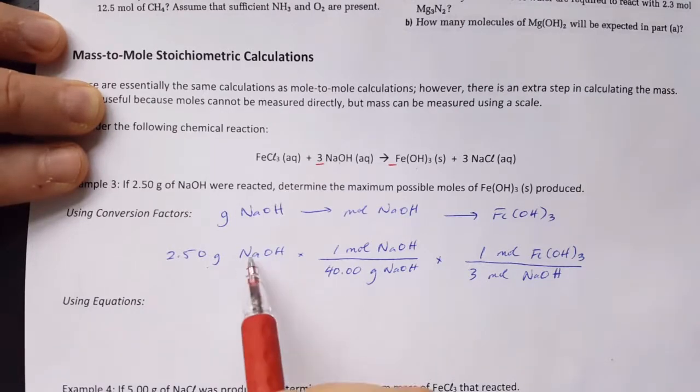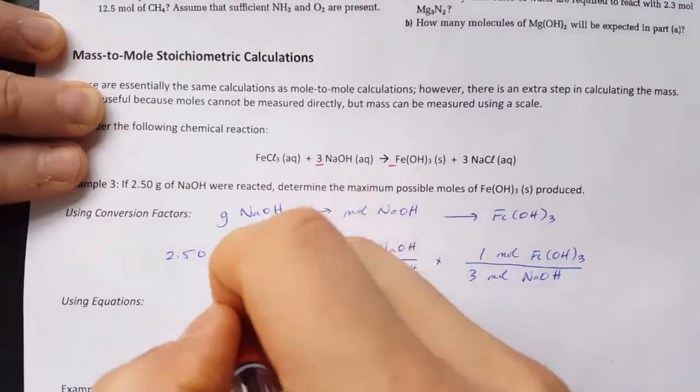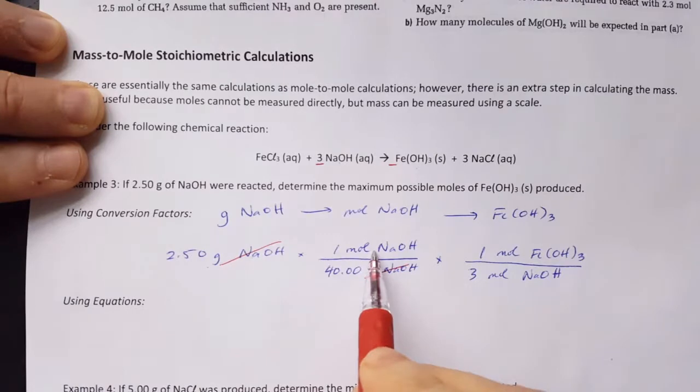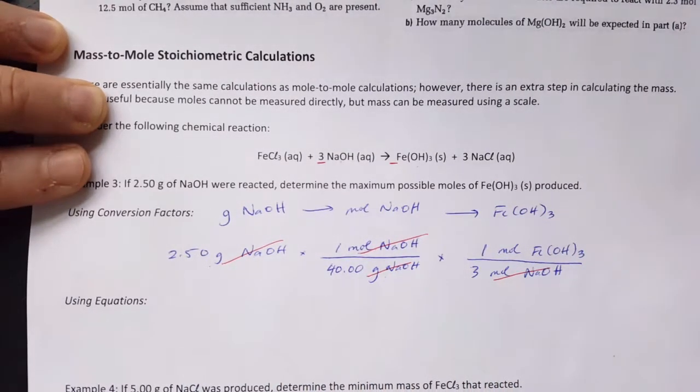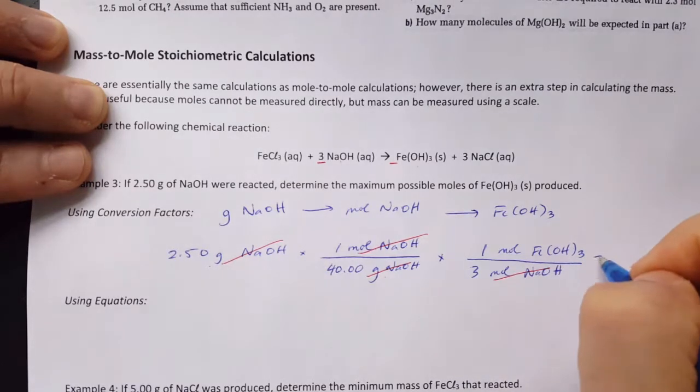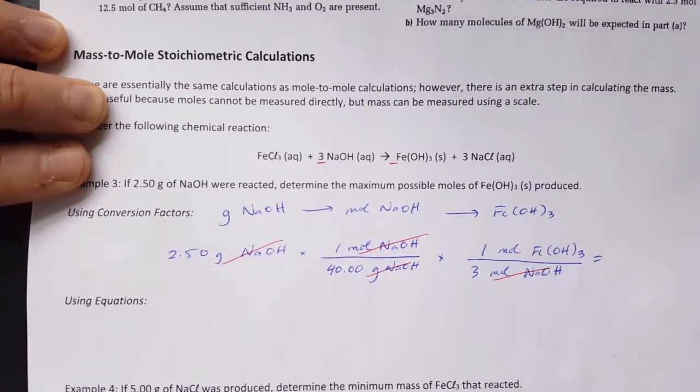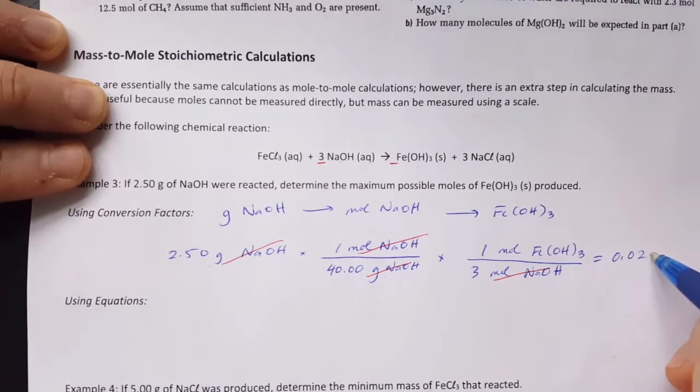Let's double check. This unit on top, this unit on the bottom, cancel. This unit on top, same unit on the bottom, cancel. And yes, I'm left with the unit that I want. And then I can just go ahead and punch those numbers into my calculator. Okay, my final answer is 0.0208 moles of iron 3 hydroxide.